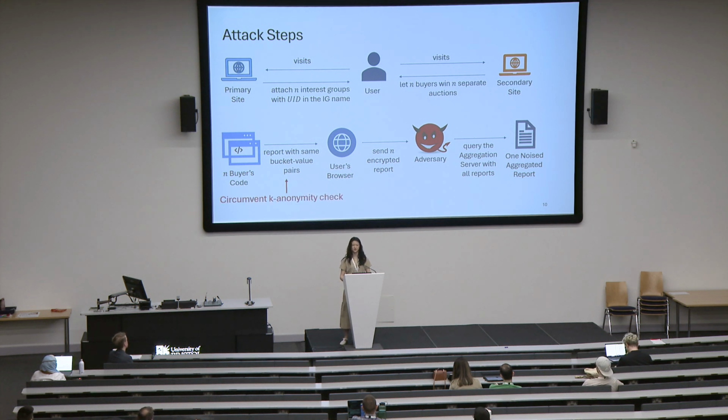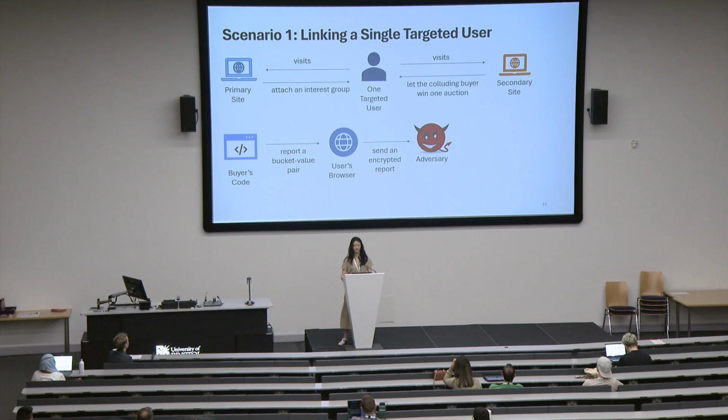Since the user has a unique interest group name, the second K anonymity check actually will fail, and it will prevent the buyer's code from accessing the user ID. For now, let's just assume the adversary can access the UID here, and I will introduce ways to achieve this later. And since the adversary controls n encrypted reports for one user visit, this is the step that actually breaks the epsilon DP guarantee. And I will introduce 3 scenarios under this setup.